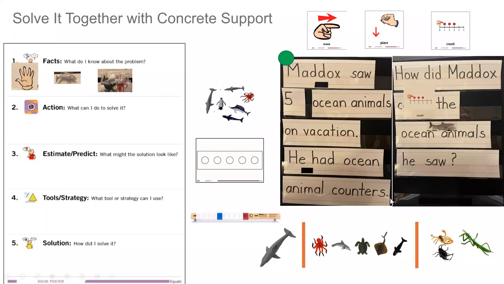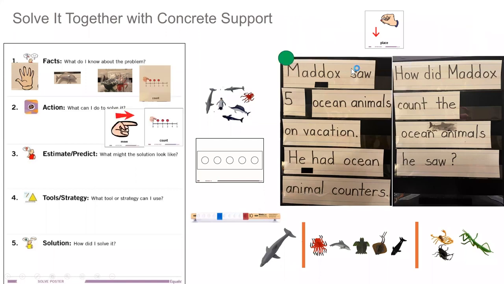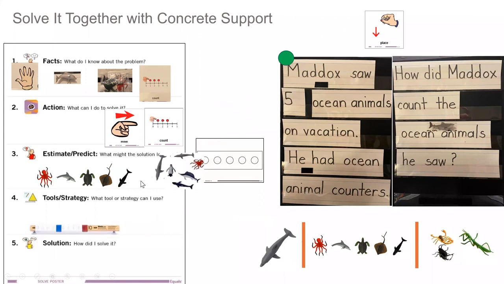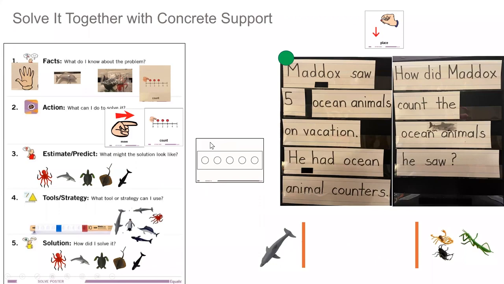And then they can solve the problem and identify facts and use the cards to identify the actions they've seen. They can make an estimate or prediction from answer choices. They can choose which tool to use or which strategy to use given choices, and then identify how the problem was solved.